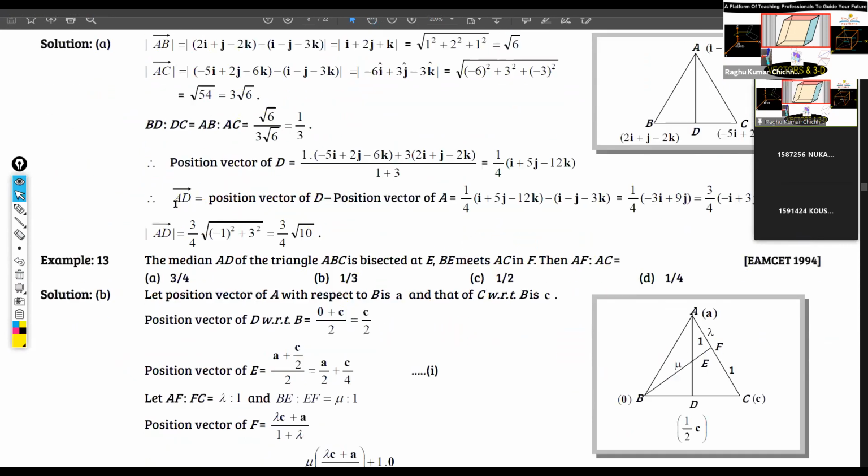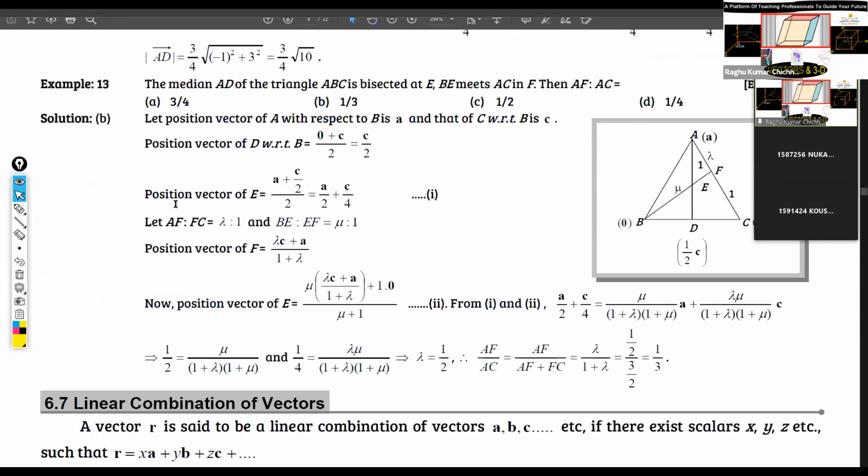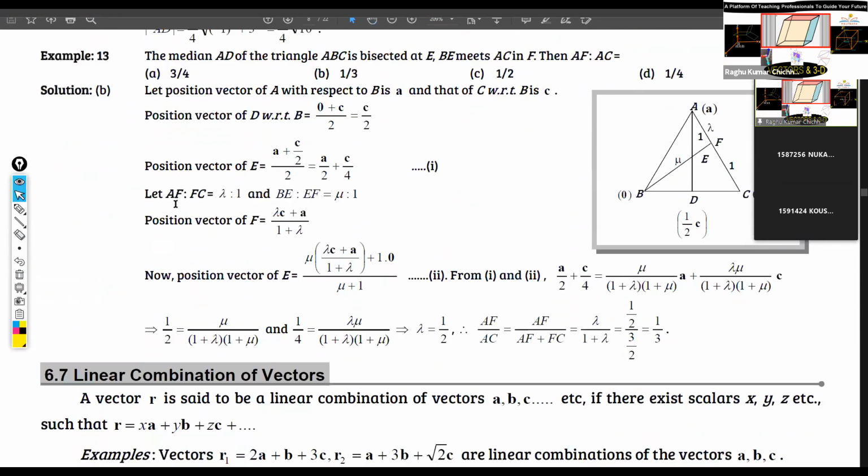While working out these problems, next: the median AD of the triangle ABC is bisected at E. BE meets AC in F, then AF is to AC is needed.